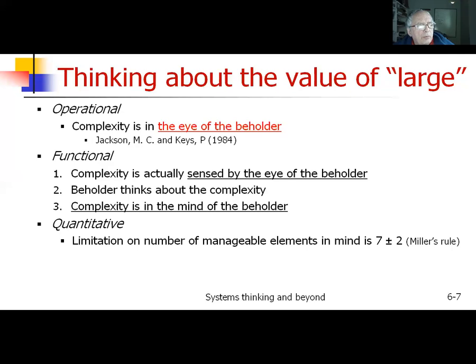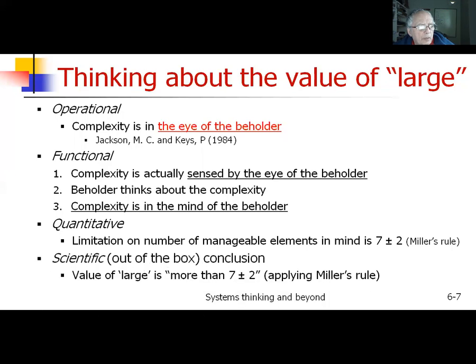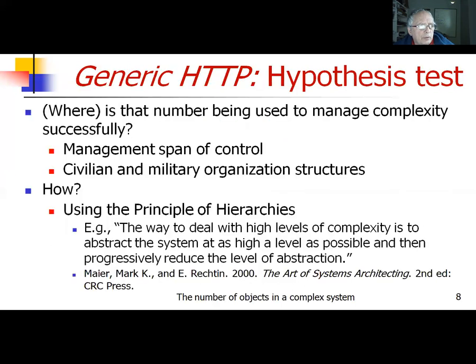As I speak this, the generic idea popped up: is that in any way related to the number of fingers on 2 hands? But I'm not going anywhere with that at the moment. My scientific out-of-the-box conclusion is that in all the definitions of complex systems, the value large should be replaced by more than 7 plus or minus 2, applying Miller's rule, because what we're really doing is thinking about those systems. So let's try and test the hypothesis.